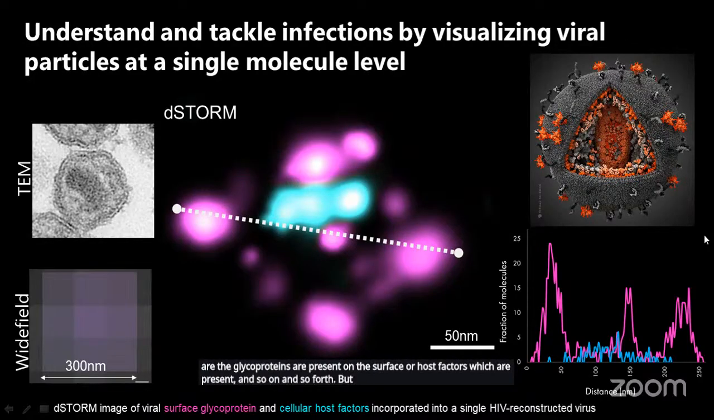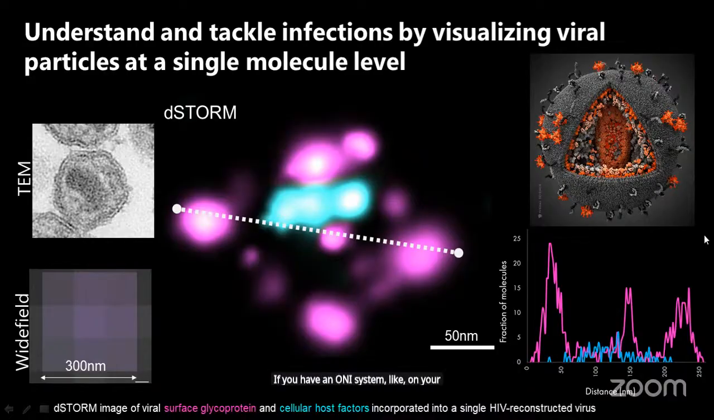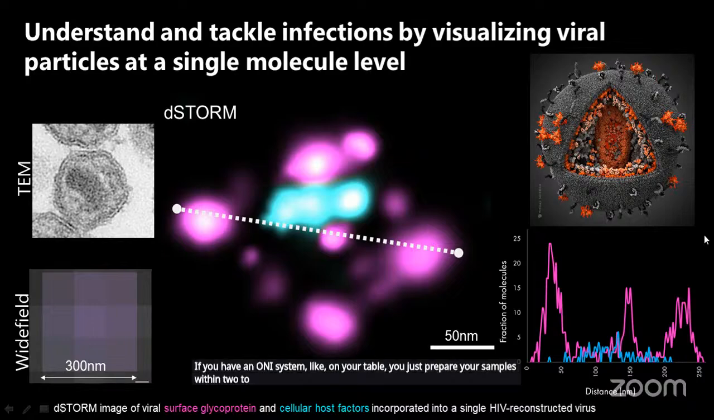But in case you have an ONI system, like on your table, you just prepare your samples within 2 to 3 hours, and you just put your slide on it, and you will be able to get your image, and you'll be able to do the analysis. So within a day, you will have your results in hand to characterize such.